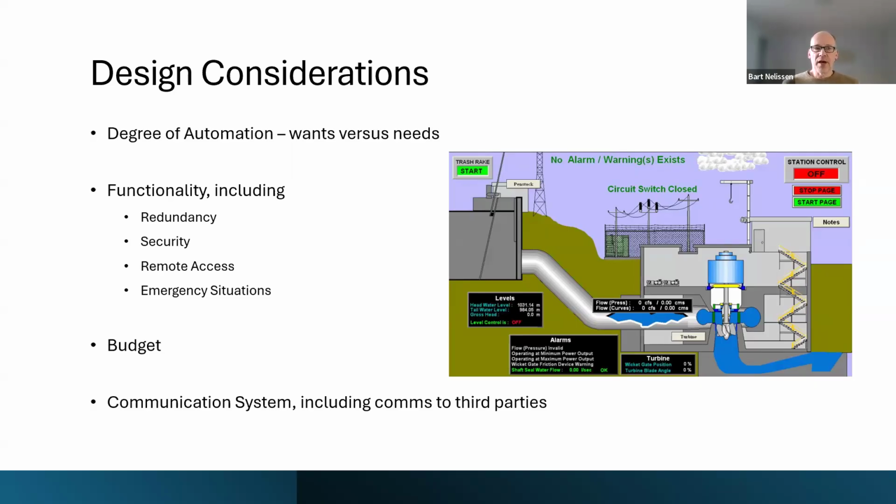Then you have to define and design the functionality. For example, I put four examples here. One is redundancy. If you have a critical infrastructure type facility, maybe it makes sense to have a backup SCADA server, so that you have a primary that is typically used, but if the primary SCADA server fails, if that computer fails, you have a backup and you can continue to operate your facility.